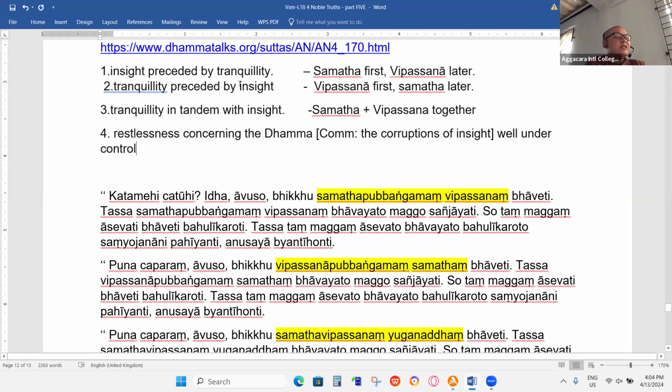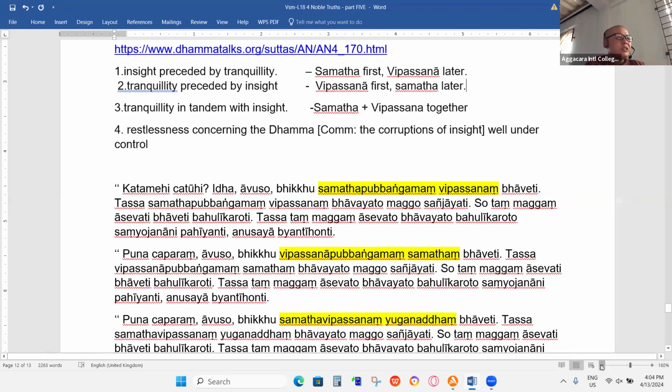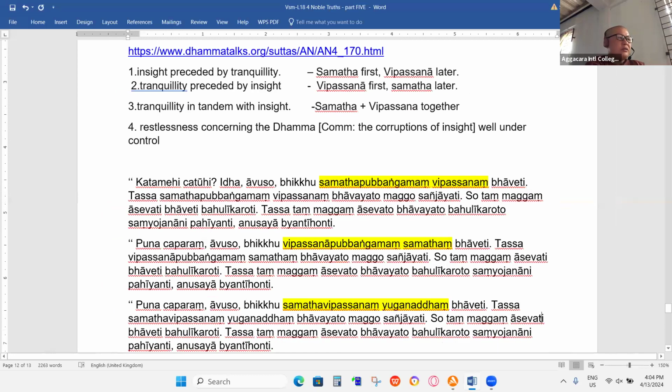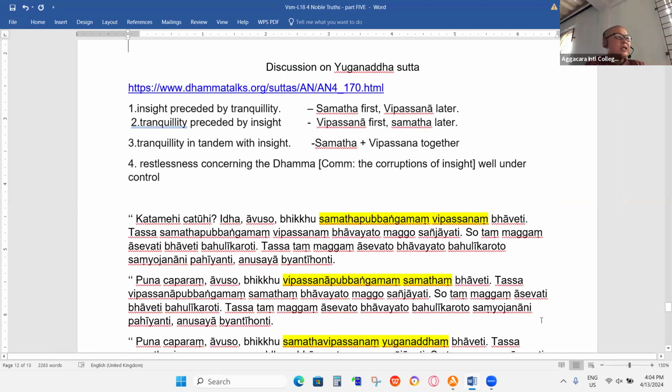So you can see the statement number 2. If you are on the vipassana course and you don't want to focus on any samatha or jhana, you are still right under this sutta. Okay. So any question on this sutta? This is actually a very famous sutta called Yuganaddha.